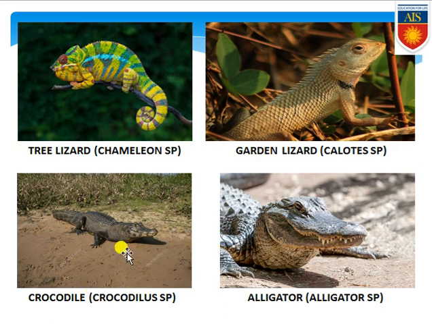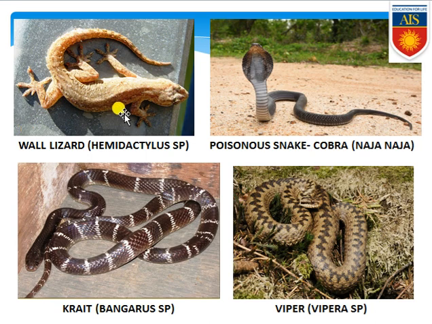In the case of crocodile, the mouth is pointed towards the anterior, but in the case of alligator the mouth is totally blunt, and the body size is also quite bigger than the crocodile. This is the wall lizard, which we can see in our homes also, Hemidactylus sp. This is the poisonous snake, cobra, scientific name Naja. This is the krait, and keep it in your mind, the scientific name is Bungarus sp. These are commonly known as krait.